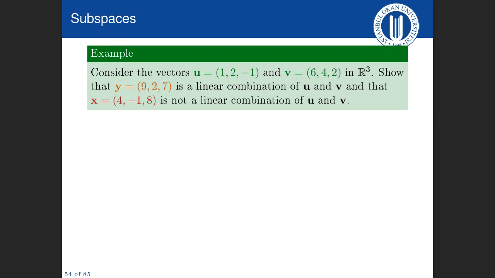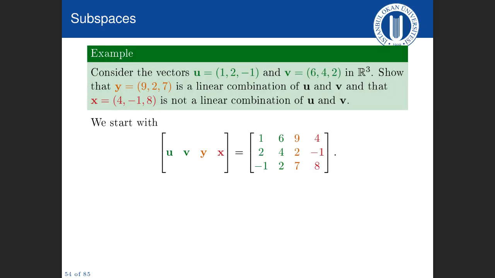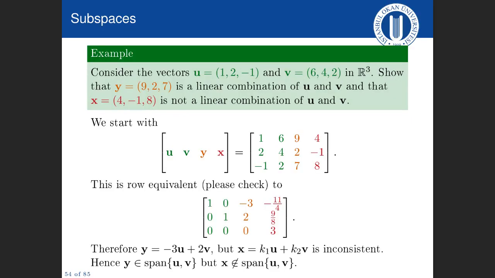Now, because we're doing two things at the same time, I'm going to start with an augmented matrix with all of the information in. First column u, second column v, third column y, fourth column x. And then I want to row reduce this, and I'm leaving it for you to check. Please check that if you row reduce this matrix, we get this new matrix. Now, to answer the first question, let's cross out the red column. We'll pretend that's not there. Just look at the green and the orange part.